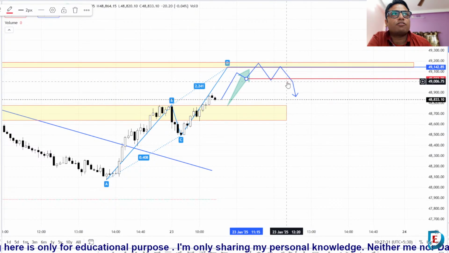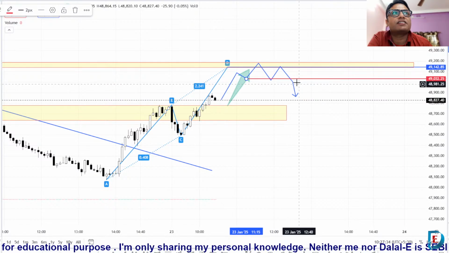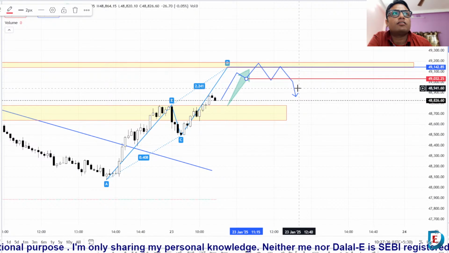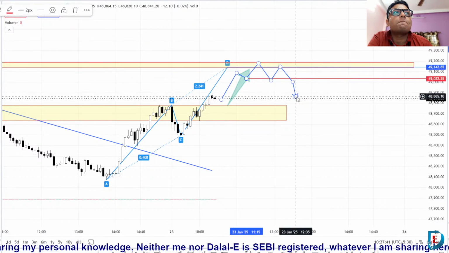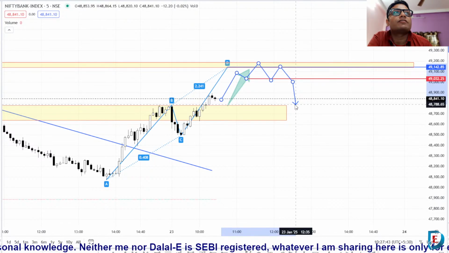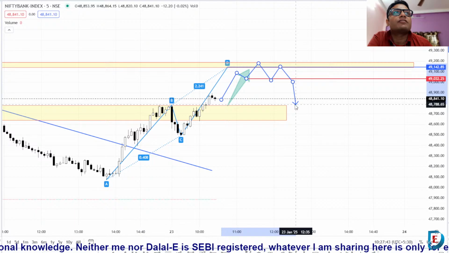then we can short here because market is in the downtrend, and that short will give you more profits than the long opportunity.